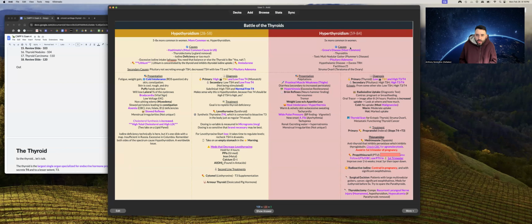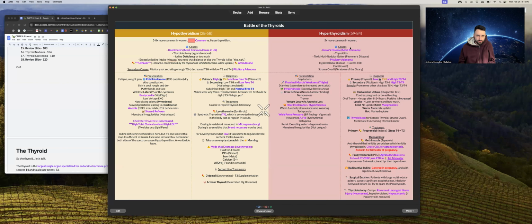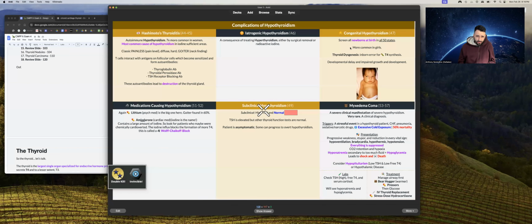PTU, agranulocytosis, we're going to look out for that also. So when we're working on a patient for thyroid disorder, TSH with reflex to free T4. More common than hyper. High TSH and normal. Oh, this is that subclinical. Yeah, we were talking about high TSH, but normal, probably T4 here.